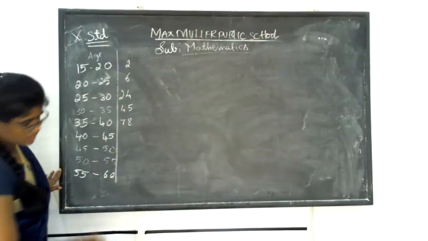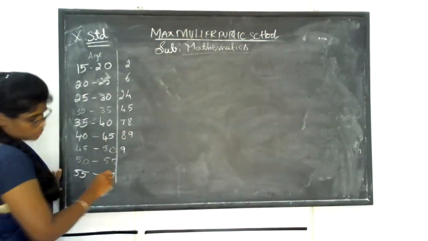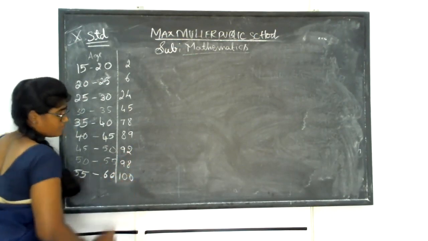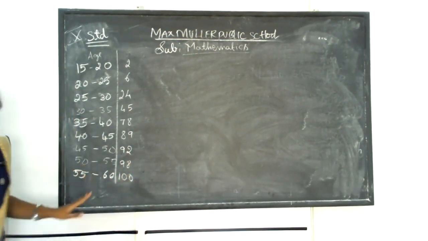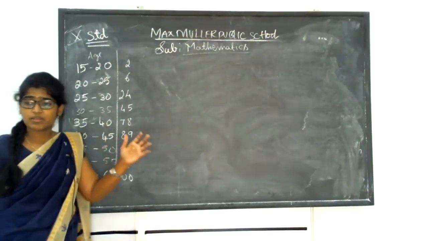Then 89, 92, 98, 100. What do you have? Till 100, you have the given frequency. Correct? Now, the frequency is given. Observe the frequency till here.